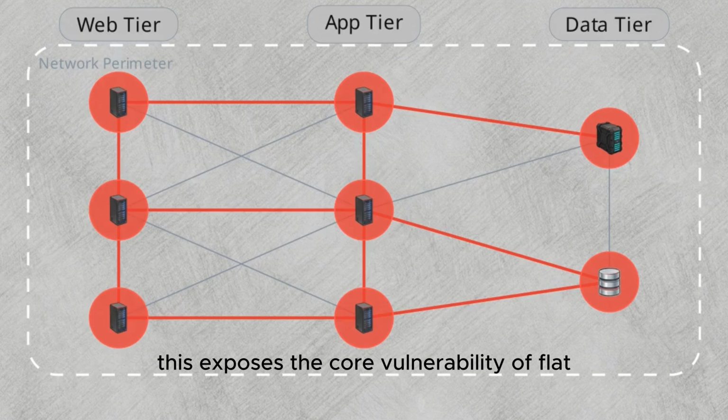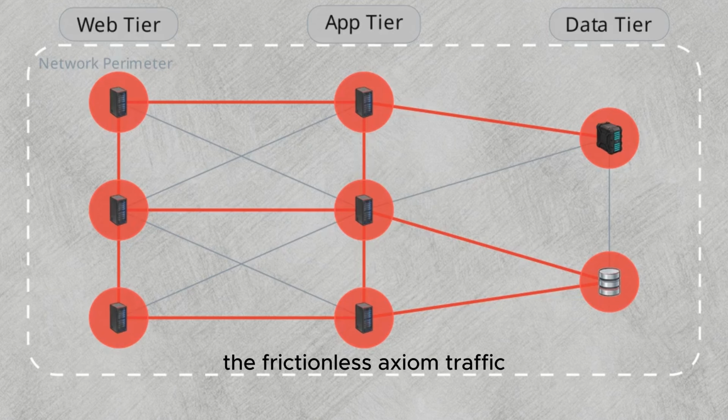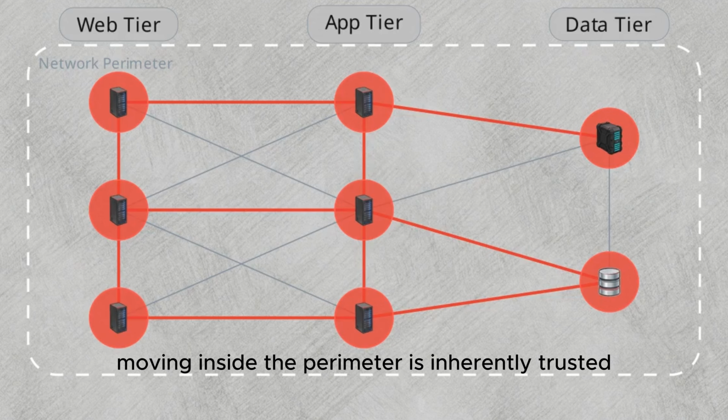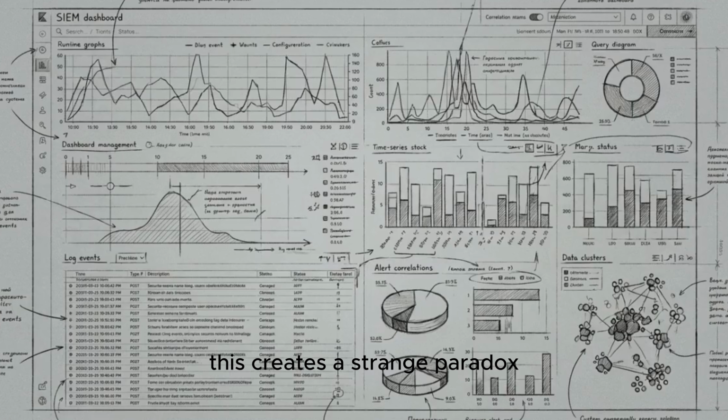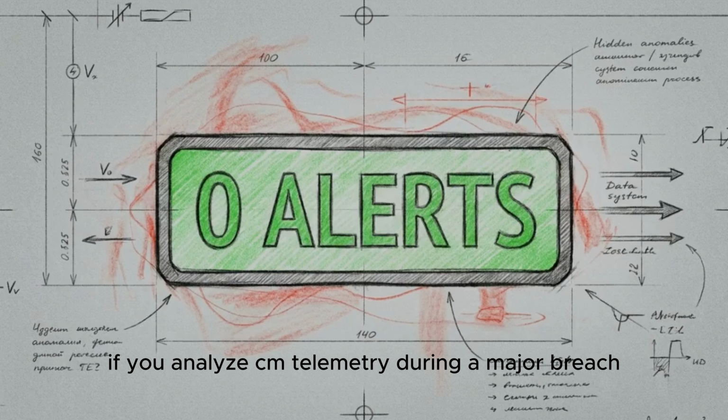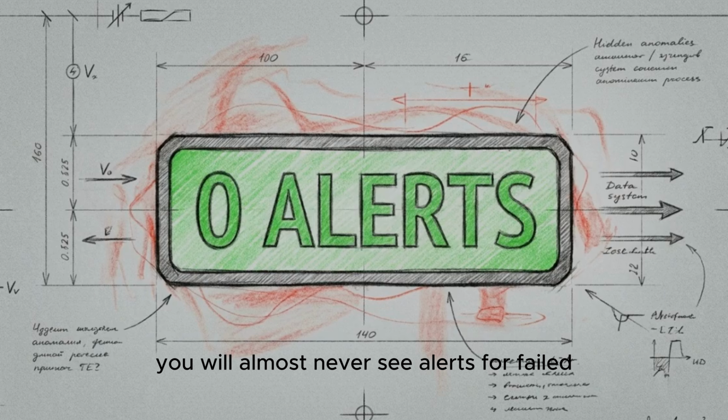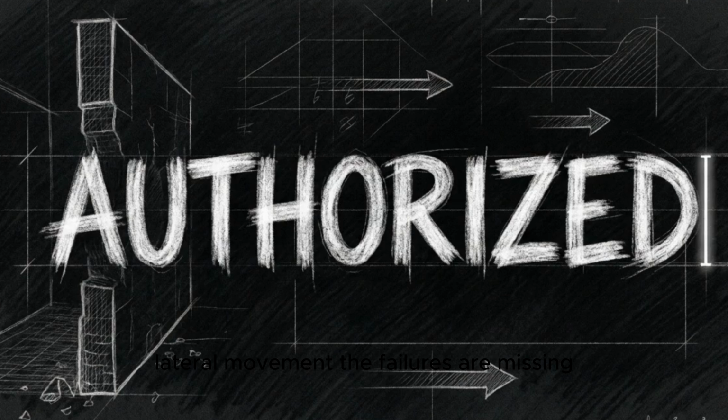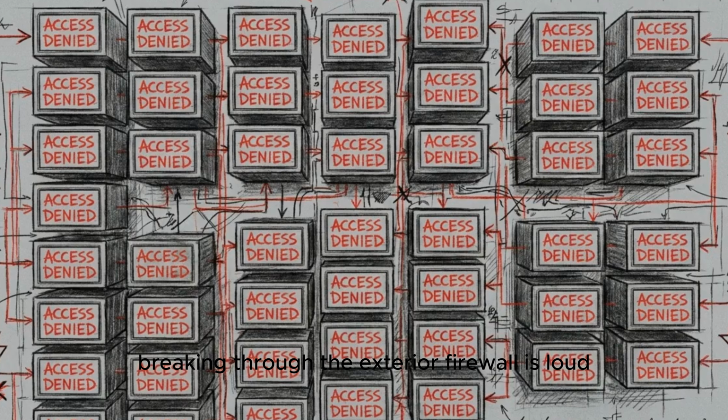This exposes the core vulnerability of the frictionless axiom. Traffic moving inside the perimeter is inherently trusted. This creates a strange paradox. If you analyze SIEM telemetry during a major breach, you will almost never see alerts for failed lateral movement. The failures are missing because advanced attackers don't run exploits to move laterally. They simply log in.